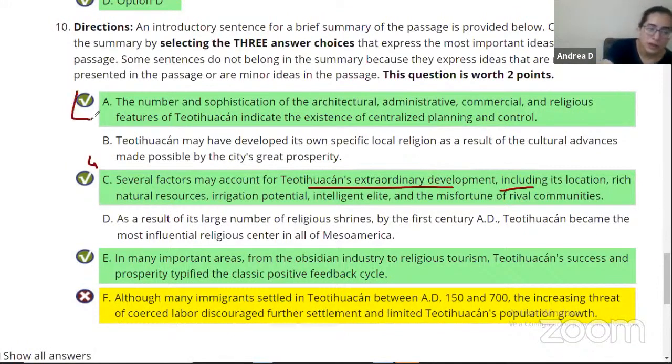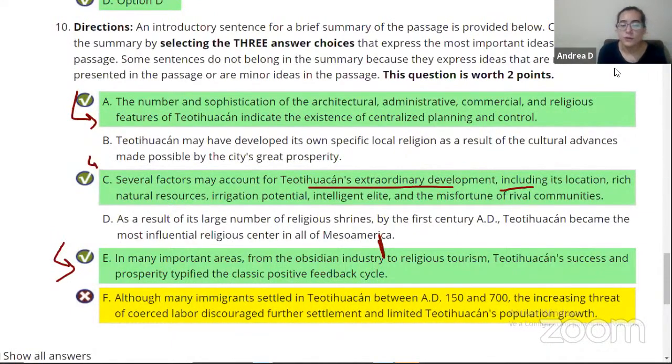The same happens with option A. The number and sophistication of the architectural, administrative, commercial, and religious features of Teotihuacan indicate the existence of centralized planning and control. So that's just about how organized this city was in many different areas: architecture, administration, commerce, whatever you have in there. And the same happens with option E, doesn't it? Because it's in many important areas, from the obsidian industry to religious tourism, and many more in between. Teotihuacan's success and prosperity typify the classic positive feedback cycle.